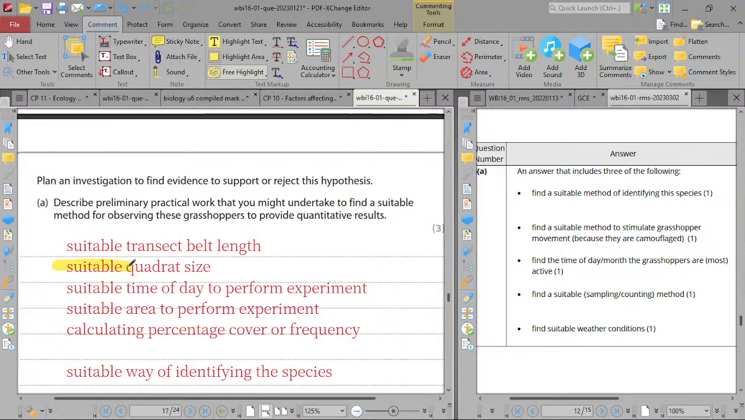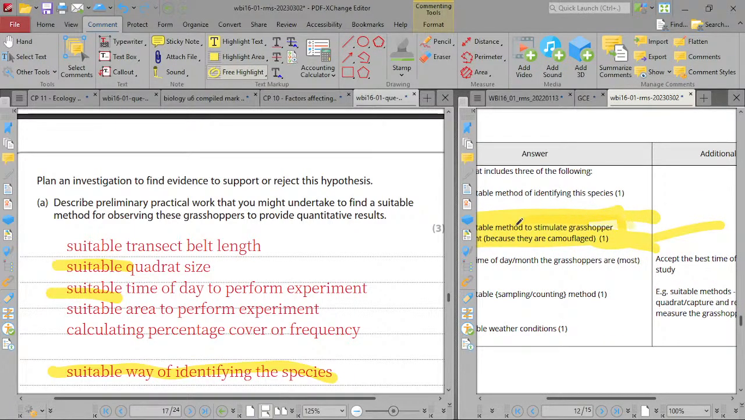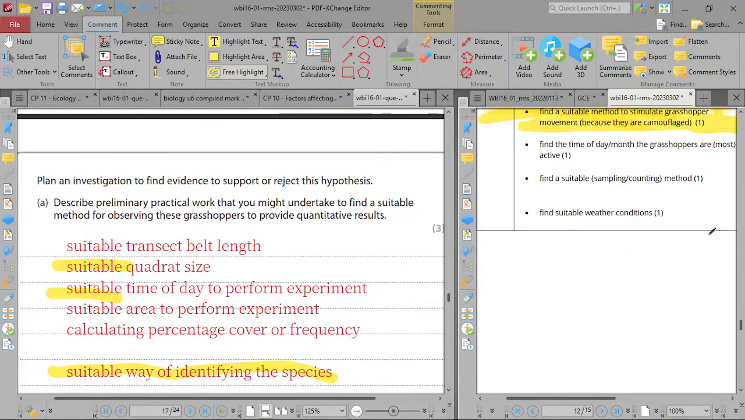Quadrat size, time of day. How to identify the species, the best weather to do the experiment, and also a suitable way to stimulate grasshopper movement because they're camouflaged. You can't really see them, but if you have a way to stimulate them to move, then we can actually see them. That's the whole thing.